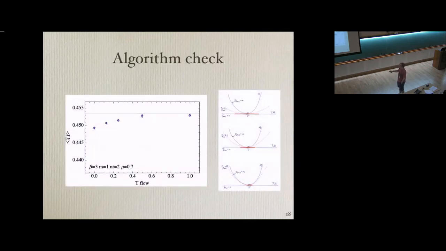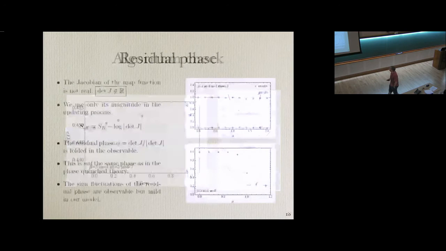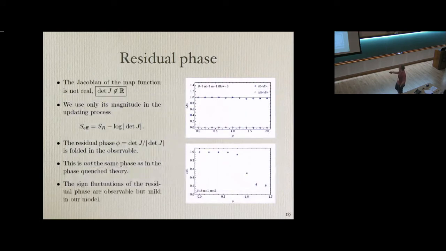The first check that we did was, let's see how this observable actually converges as you increase the flow time, because as you increase the flow time, the manifold that you're doing gets closer and closer to the thimble. And you see that as you increase the flow time, an observable basically flattens out after a while. This is the exact value. You see that this flattens out, but at a value that is slightly different than the exact value. That will play a role later on. So, as I mentioned, this has a sign problem, but if you actually look at the residual phase, it is completely flat. It's equal to one. So this residual phase has no sign problem.